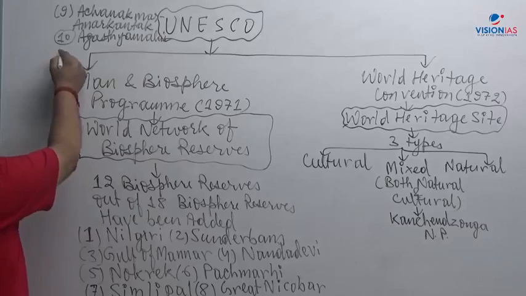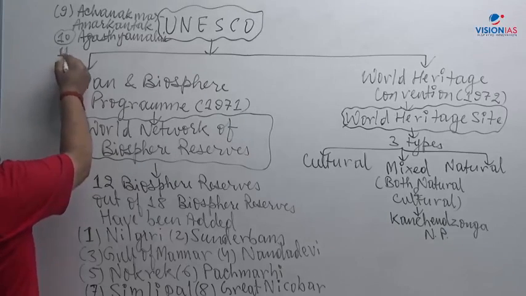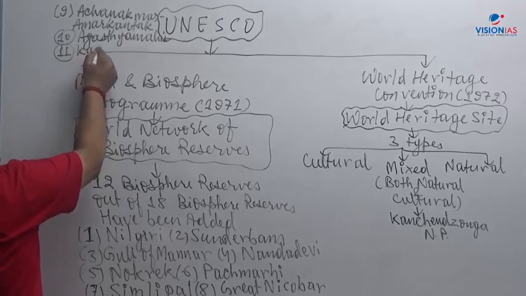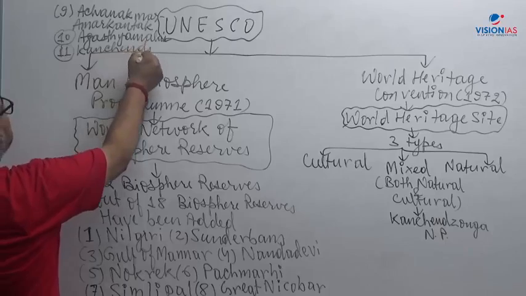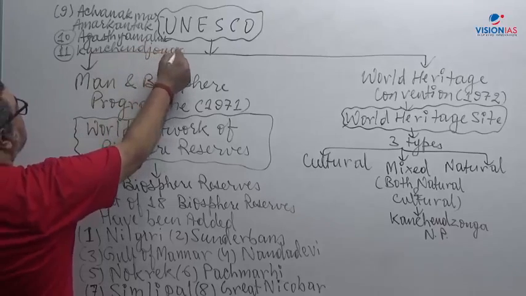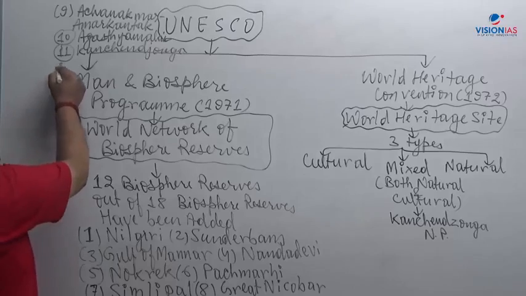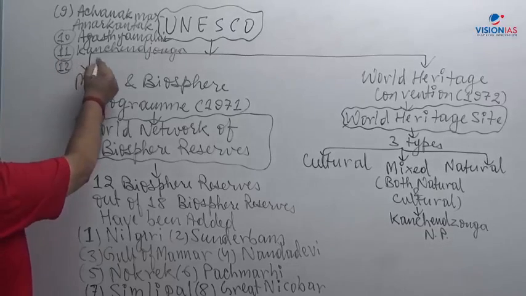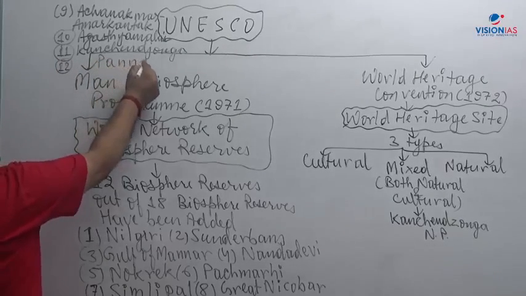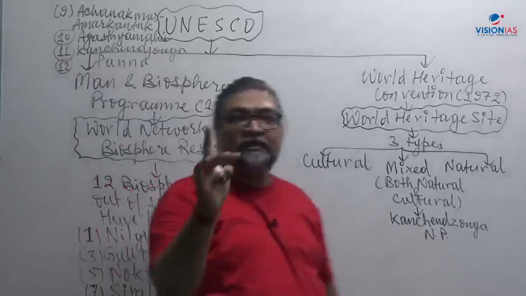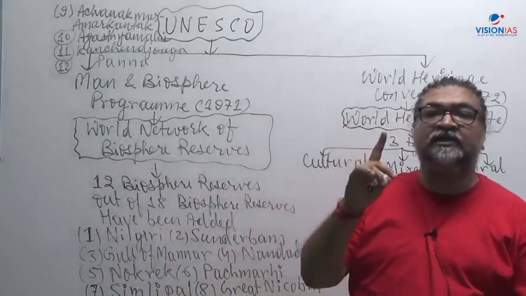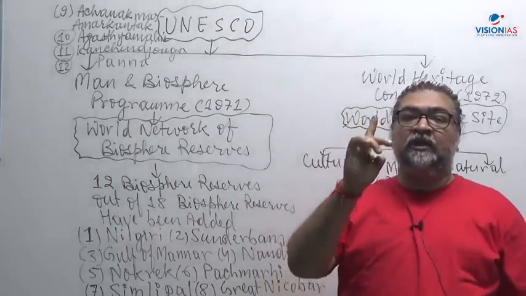Then the 11th one is Kanchenjunga Biosphere Reserve in Sikkim. It is also a Biosphere Reserve. And the 12th one is now Panna. Panna has been added. India has got 18 Biosphere Reserves declared by the central government, Ministry of Environment, Forest and Climate Change.